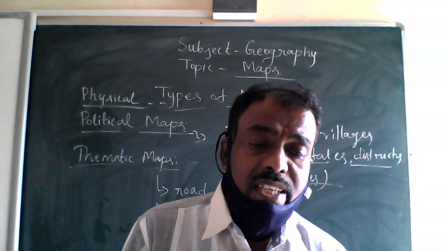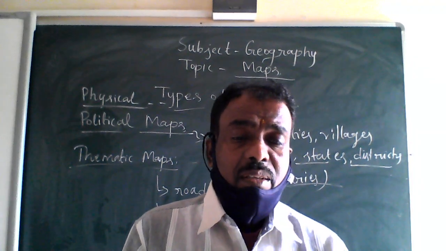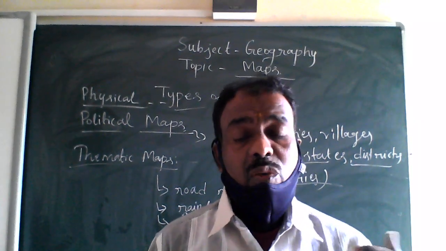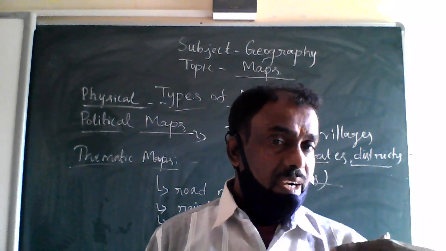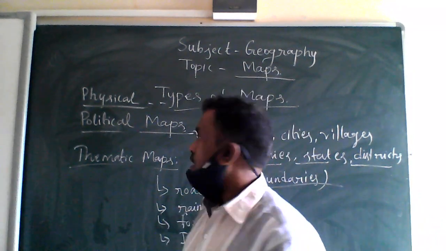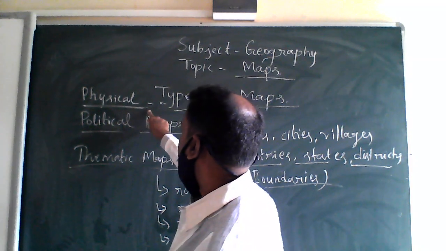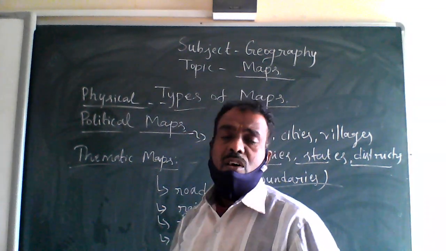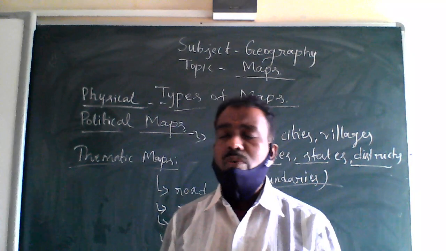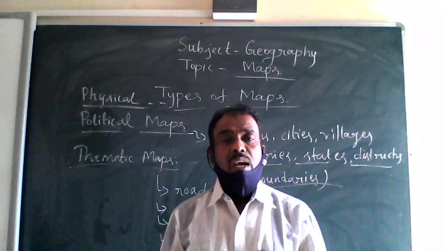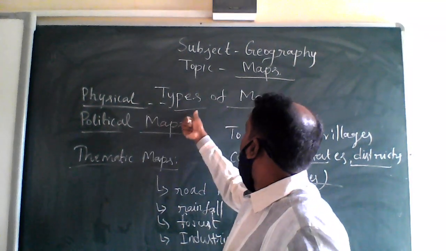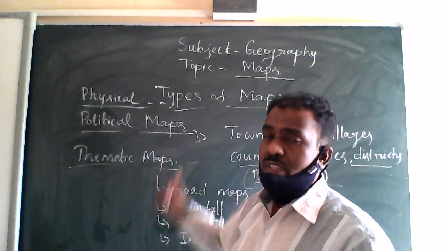Dear students, there are three types of maps we use in our daily life to get different information and to learn about different things, such as physical maps, which show only the physical features of our earth such as mountains, rivers, plains, plateaus, and even desert and hill areas. These maps are also called relief maps.